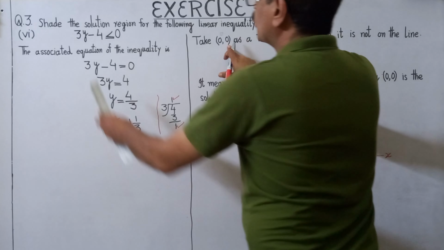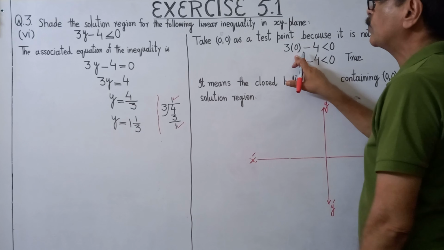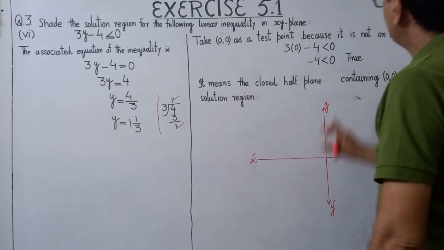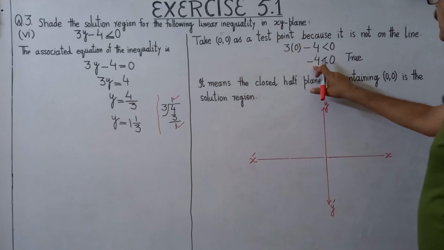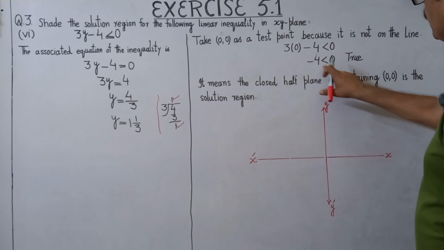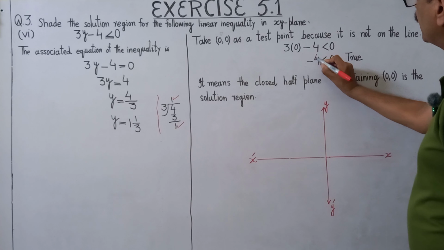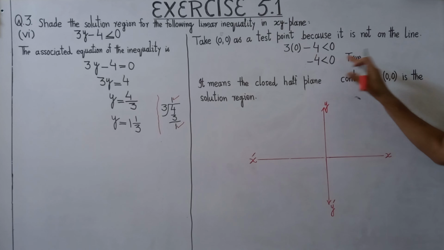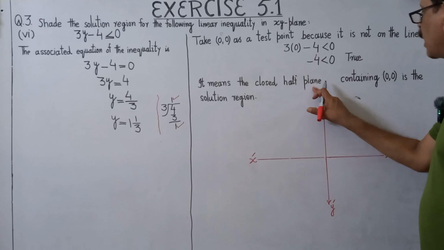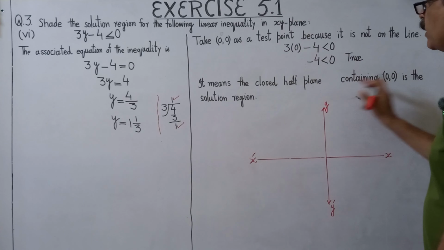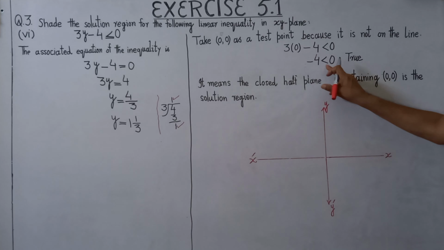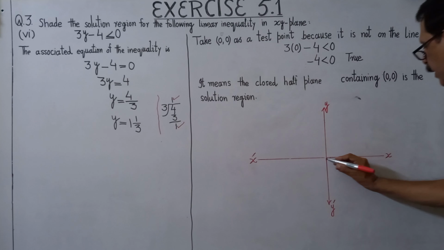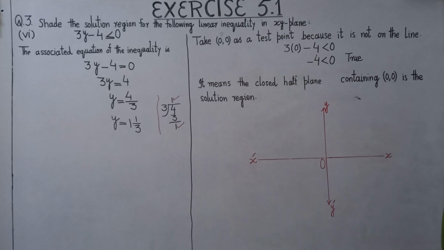There is y, so put here 3 into 0, 3y minus 4 is less than 0. Here it is less than or equal to, but we have written only less than because minus 4 is less than 0. It is not equal to 0. That is why we are going to omit the sign of equality. This is true because minus 4 is less than 0. It means the closed half plane containing 0, 0 is the solution region. That is, the solution region will be towards the origin which has coordinates 0, 0.